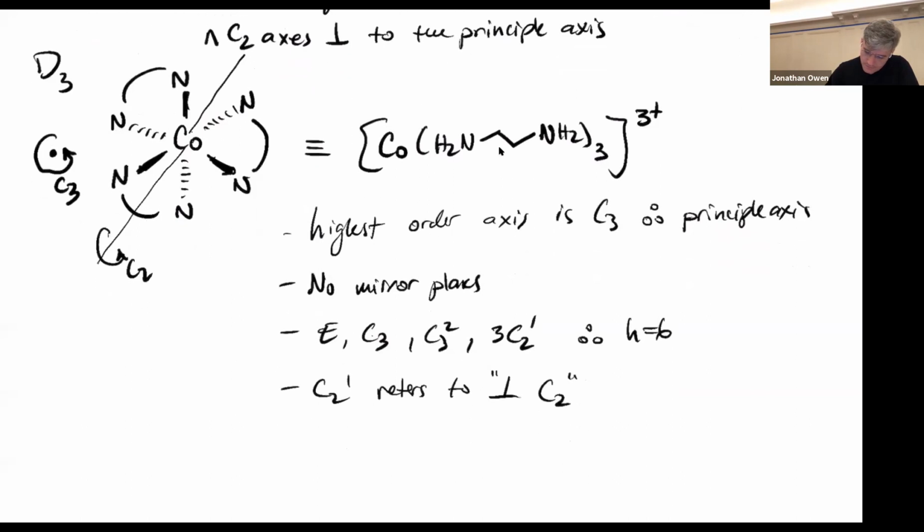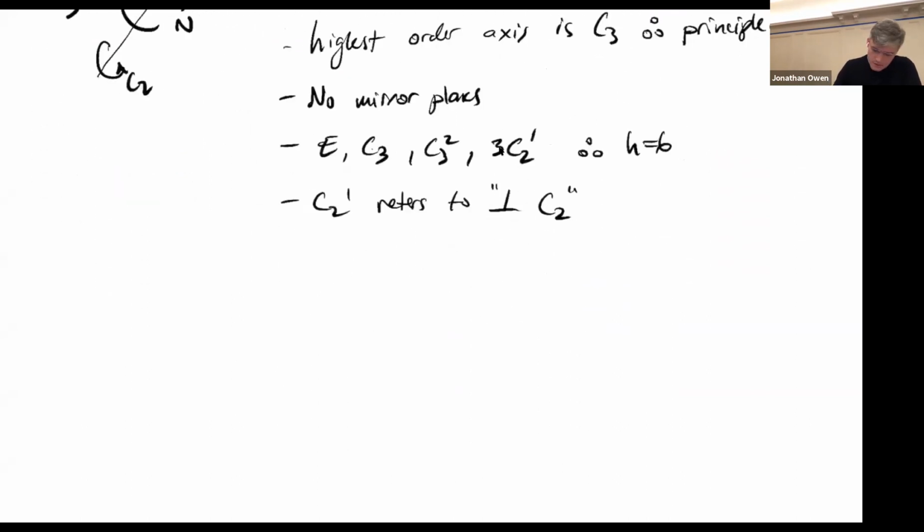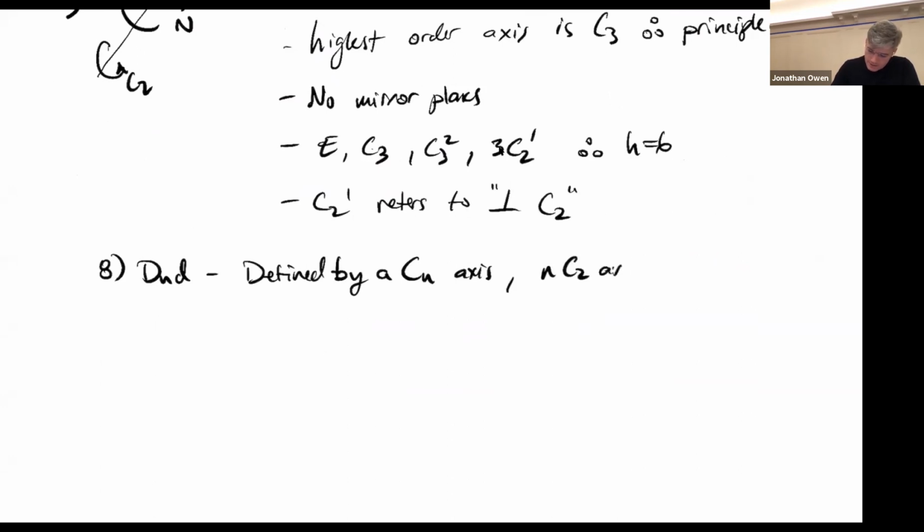All right. Next, we're going to do Dnd. Again, we've got a Cn axis, n C2 axes perpendicular to Cn. And now we're going to have some sigma d's. In fact, n sigma d's.